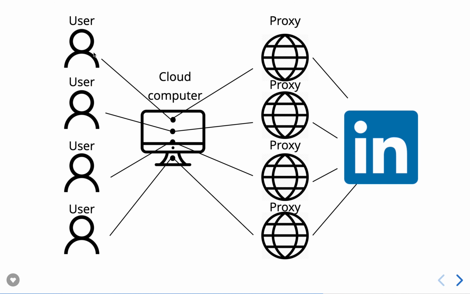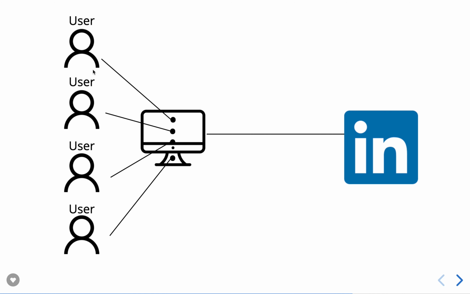So basically, as you can see, these are the users that are trying to do automation. They are going to the cloud computer. The cloud computer sends them to a different proxy. And from this different proxy, they are going to LinkedIn. Now let's see what happens if you're not using a proxy. So you can see many users going to one cloud computer, and this one computer with its only IP going to LinkedIn. That's very, very dangerous. Most automation tools don't use proxies, and you should be aware of that.